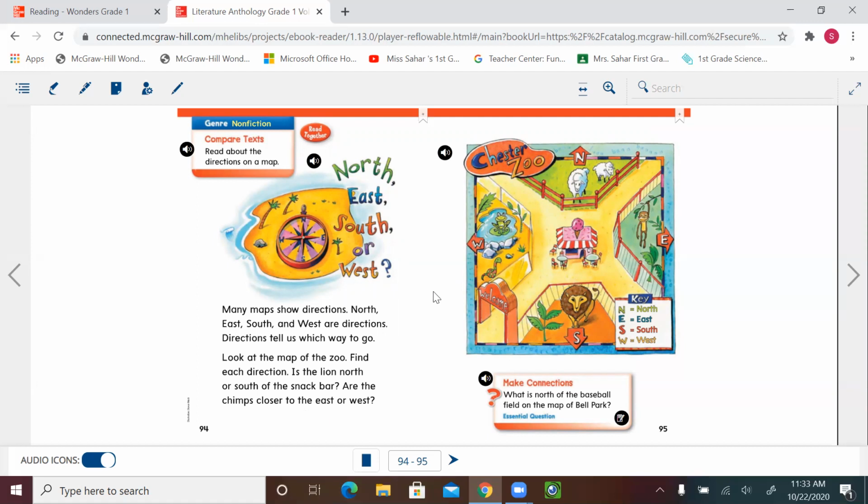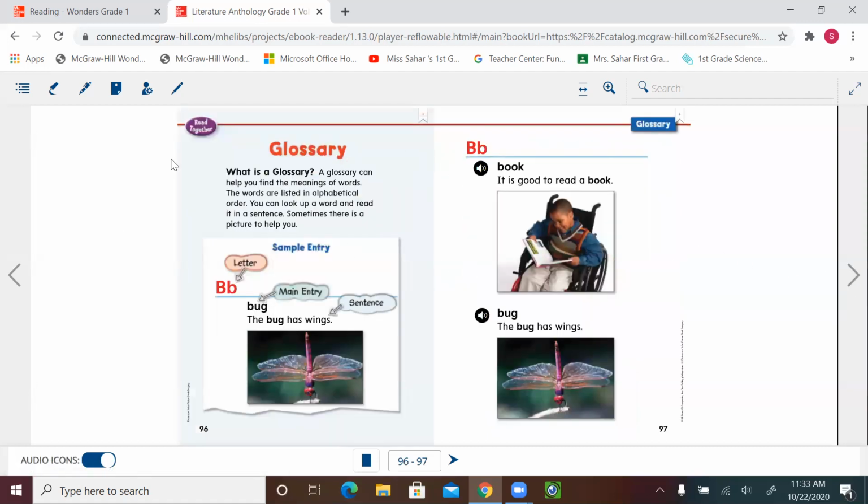All right, so this is our last lesson for this topic 2 or unit 2. So we will be starting a new topic next lesson. But before we end, let's take a look at our glossary. So what is a glossary? A glossary can help you find the meanings of words. The words are listed in alphabetical order. You can look up a word and read it in a sentence. Sometimes there is a picture to help you.